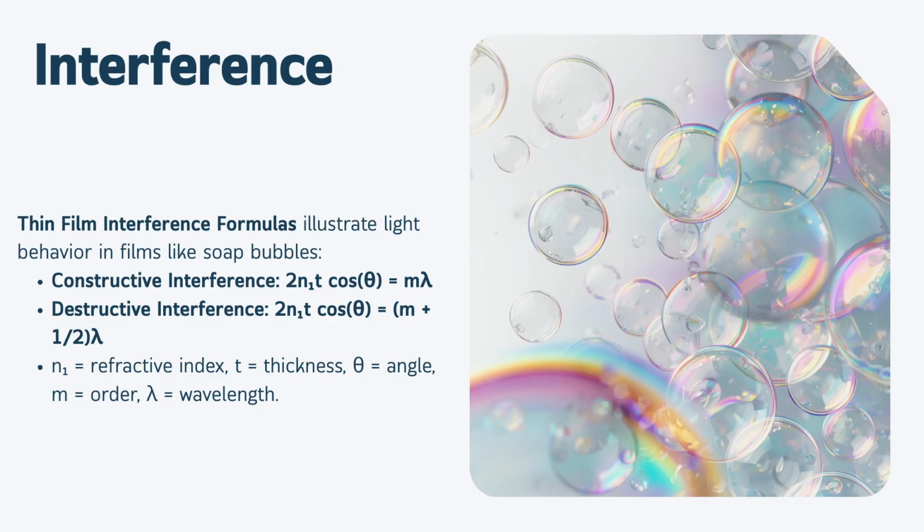To mathematically understand thin film interference, we have constructive and destructive interference, which are represented by the equations 2 n t cos(theta) = m lambda, and 2 n t cos(theta) = (m + 1/2) lambda, respectively, where n is the refractive index of the thin film, t is the thickness of the thin film, m is the integer like 0, 1, 2, and lambda is the wavelength of light.